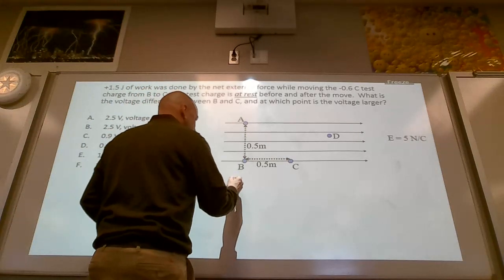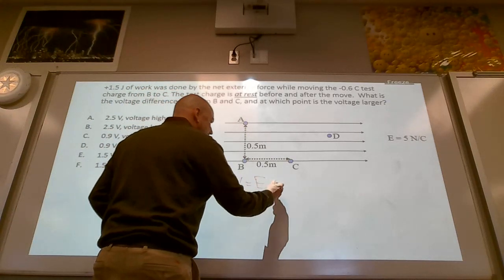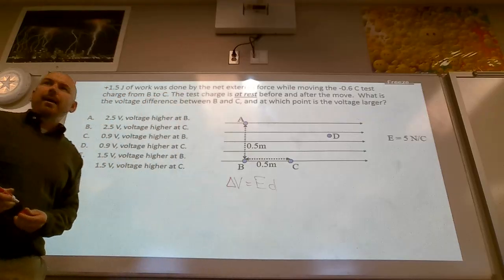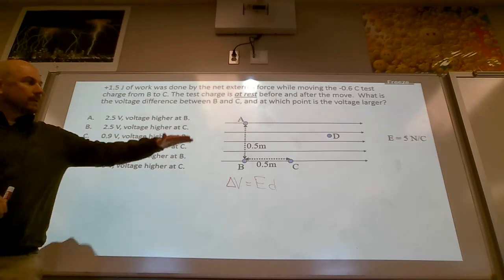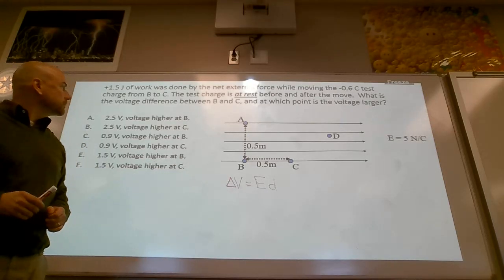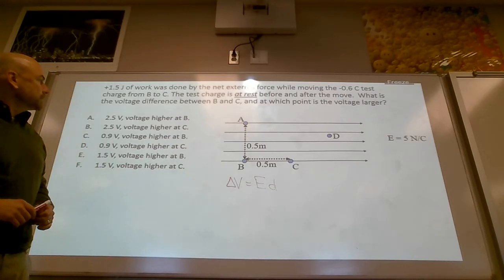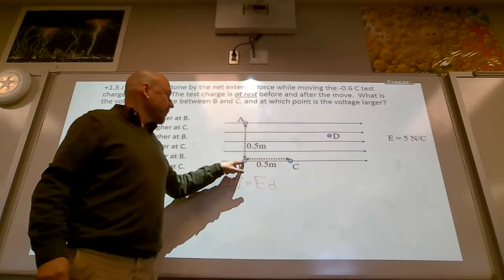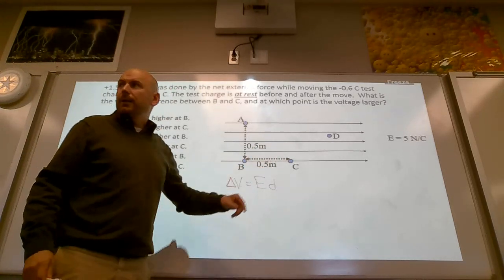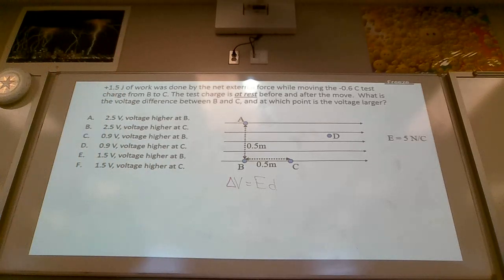If the voltage is the hill, then the electric field goes down. Okay, and we're going uphill. Sorry, hold on. The electric field points downhill, so B is going to be higher electric potential. No. Out of positive into negative.